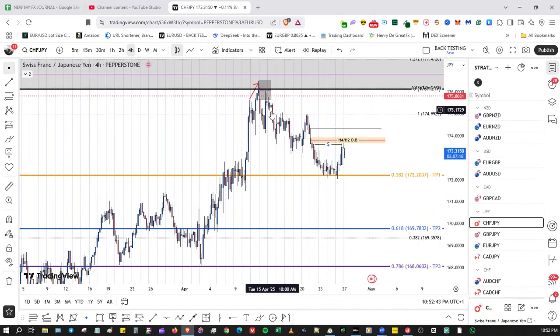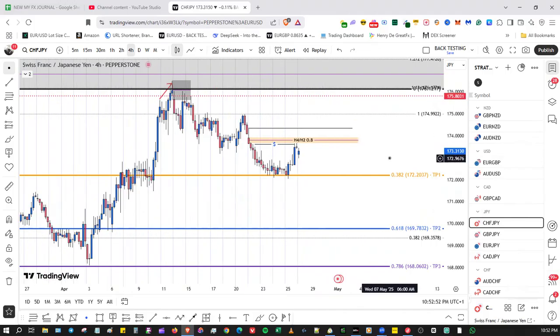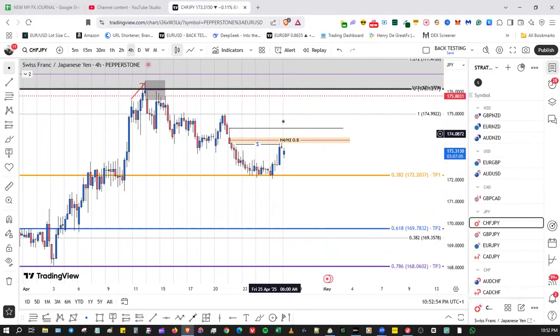Then if you're holding from this level, I think by now you have taken partial profit because price rested at 0.382, which is where you're supposed to take partial profit. Move stop loss to break even. If you're looking for re-entry, a solid level for re-entry is here.